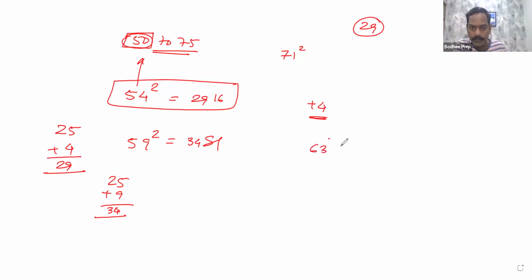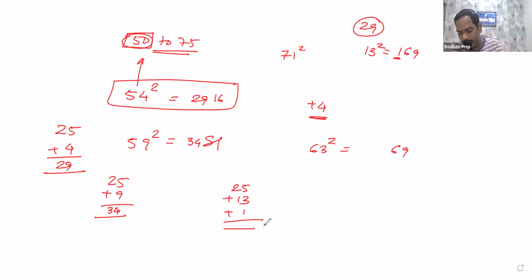How about 63? 63 is 13 more than 50. This is close to 50, right? 13 more than 50. So 13 square is how much? 169. So 69 will be written at the last. 1 will be carry forward. Next thing is 25. We have to add 13 plus the carry forward. So 25 plus 14 overall is 39. So 3969 becomes the square of 63. Right? So this is how you can find the square of all the numbers from 50 to 75.